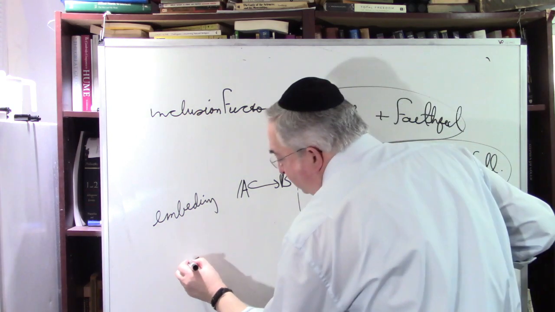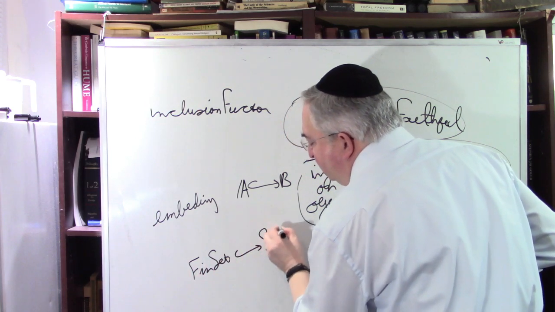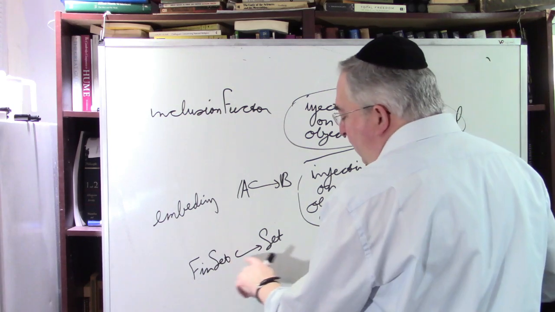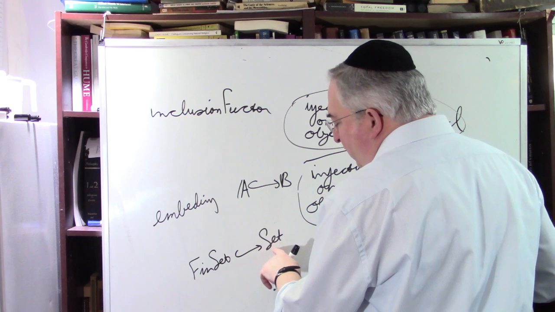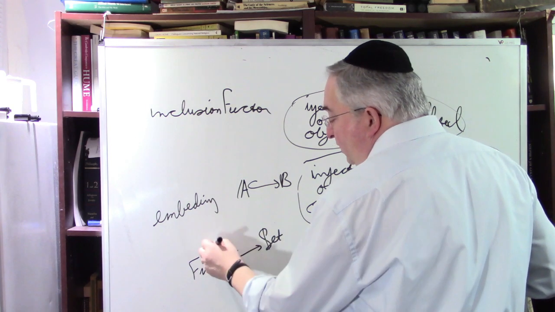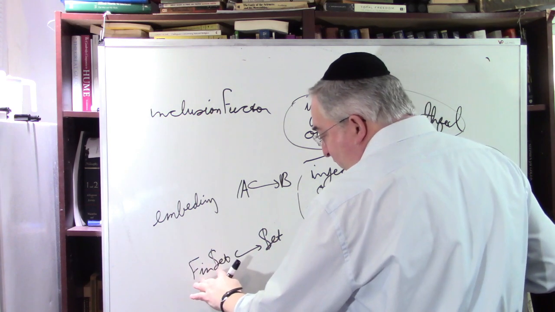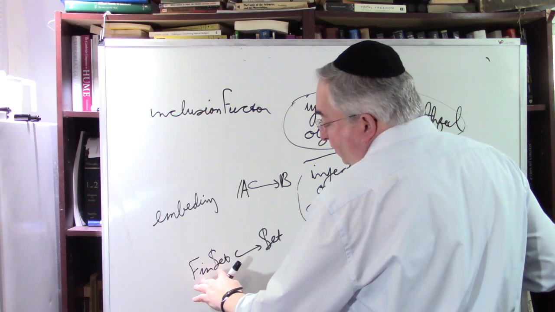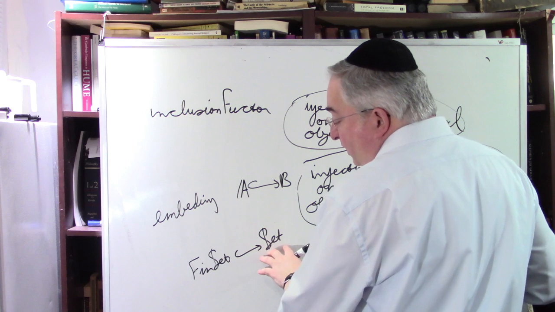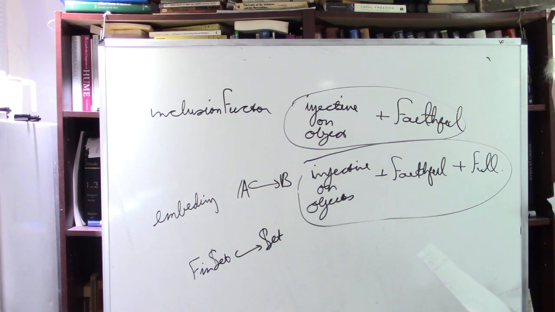So let me give you some examples of this. Finite sets into sets is an embedding. Why? This is the simplest example. Because the maps between finite sets and here are all set functions. Here they're all set functions just between finite sets. Here they're all set functions between any sets. So you get the same thing. So finite sets embed into sets.